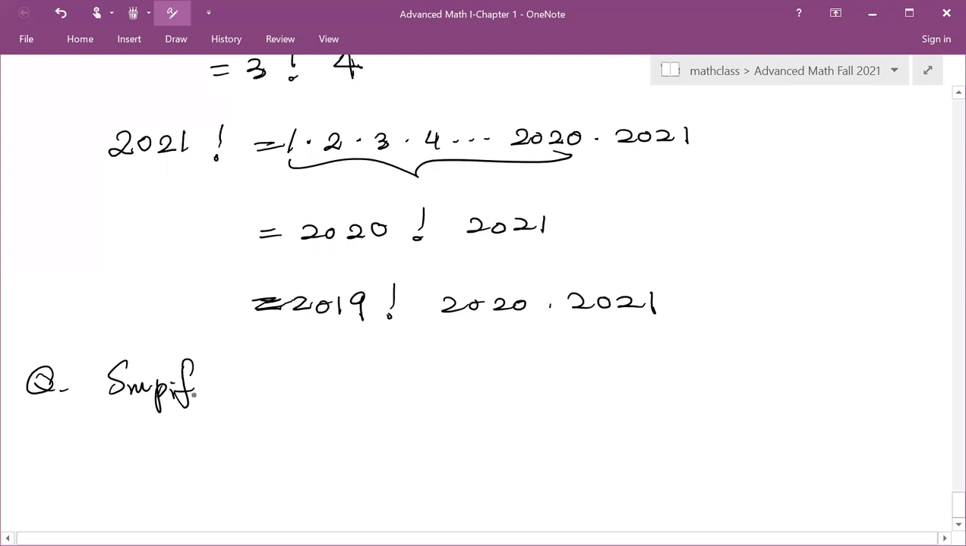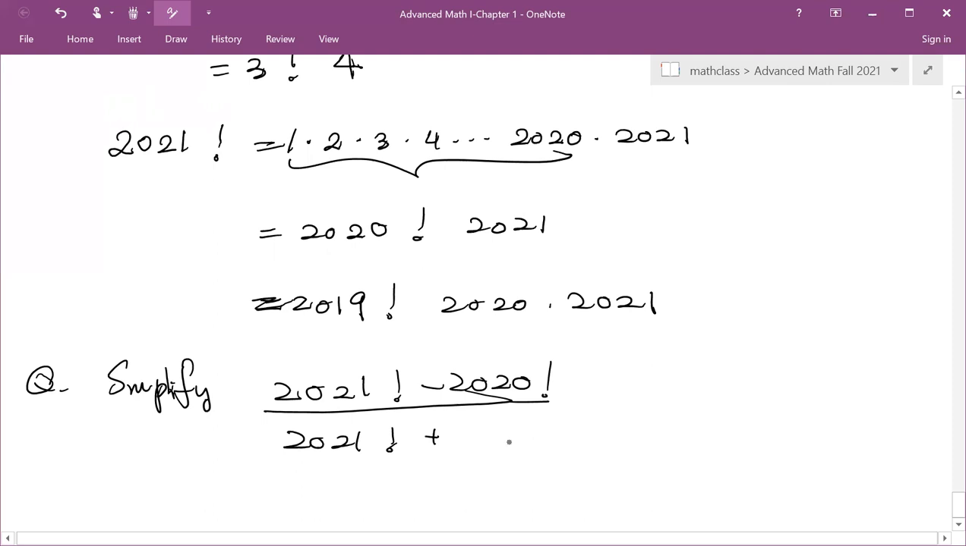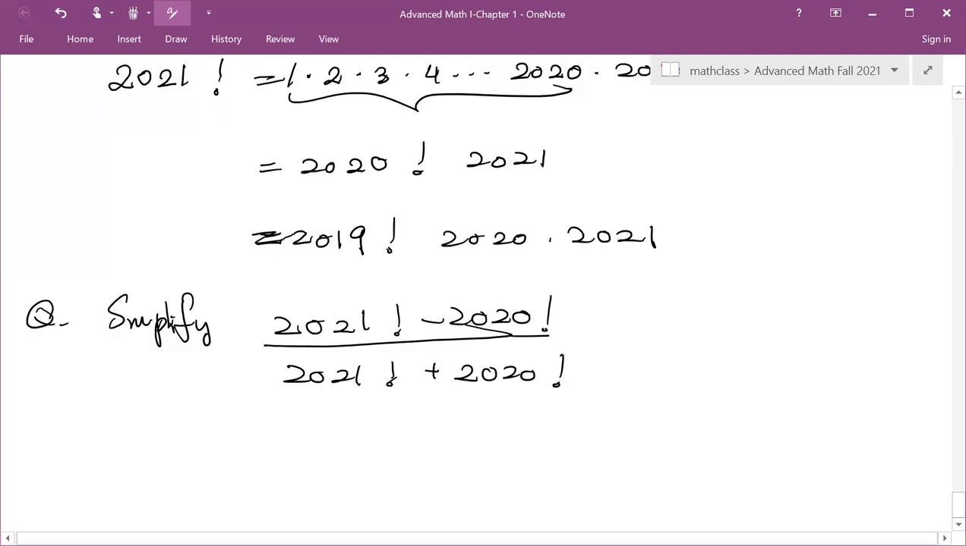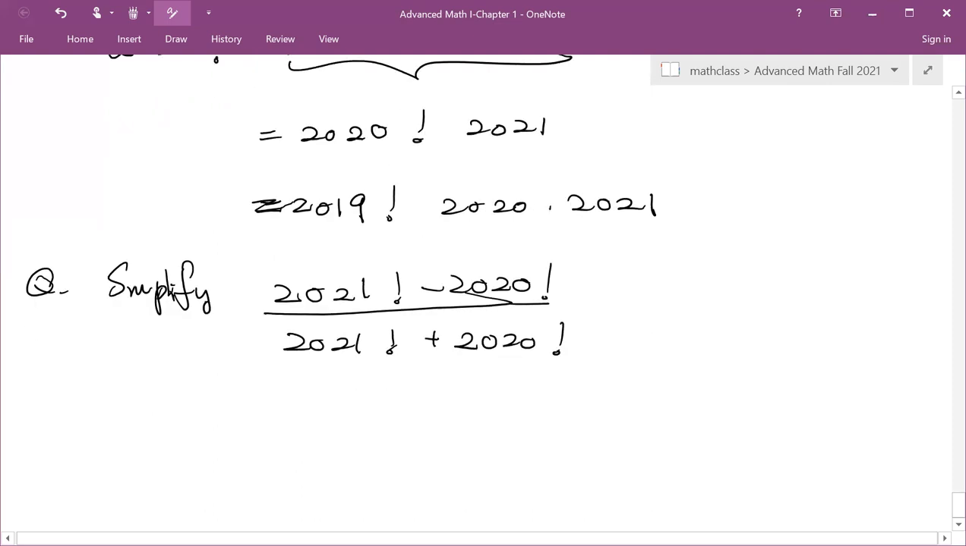Simplify 2021 factorial minus 2020 factorial, divided by 2021 factorial plus 2020 factorial. Please simplify this. And when you get answers, post to me directly. You find my name, click, that's called host. Then post the answer to me privately.